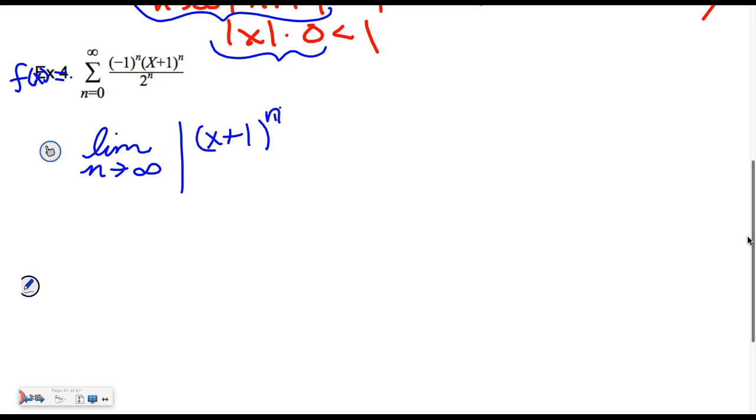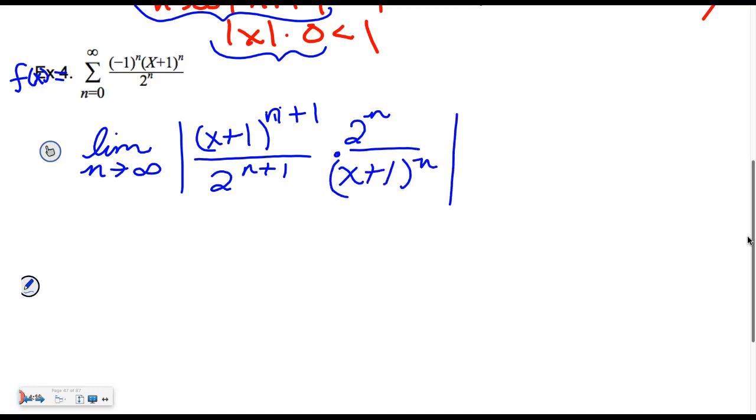My marker's being weird. Sorry about that. All over 2 to the n plus first. And our ratio test says we divide by the previous term, which means in this scenario I'd multiply by my reciprocal. So 2 to the n on the top, and on the bottom, x plus 1 to the n. Remember our goal and our reason for choosing this ratio test.